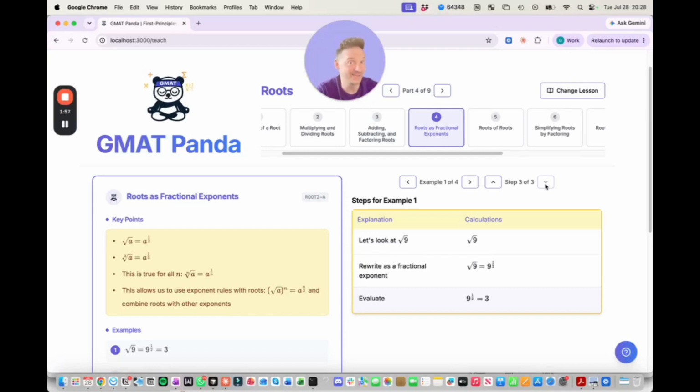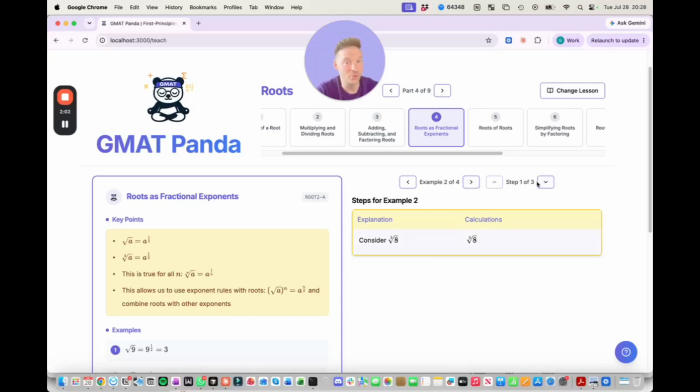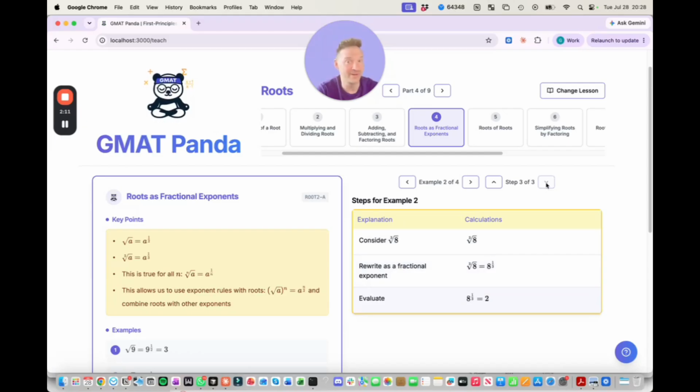And that is going to be 3. Now, cubic root of 8, we can write that as 8 to the power of a third. And we saw already that a cubic root of 8 is 2.